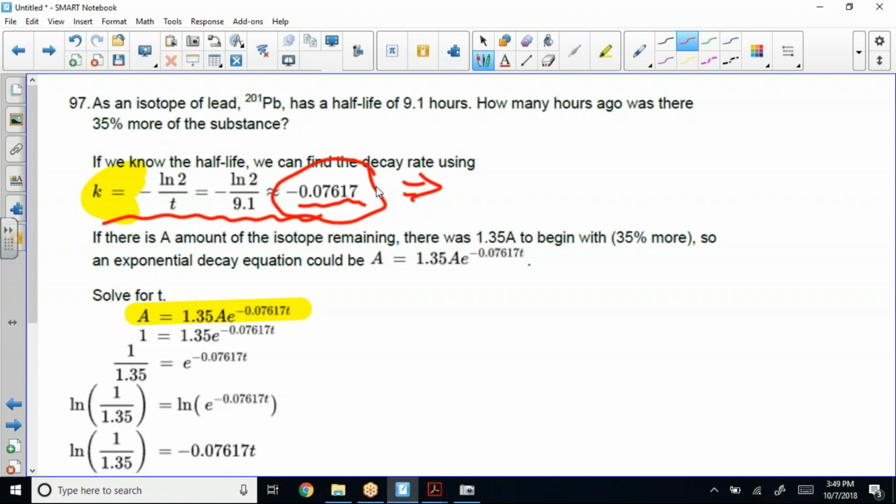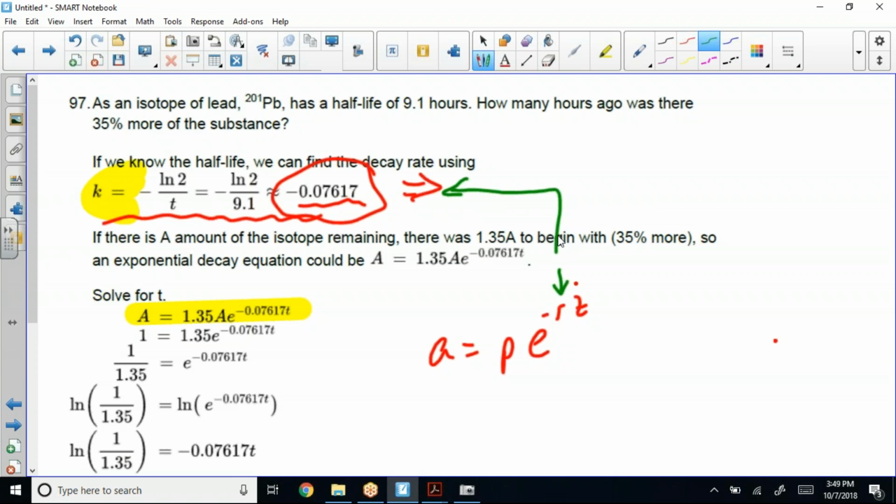So it's basically ending amount equals beginning amount times e raised to the RT, right? So that's negative RT. So A equals P. And this R is what you're finding right here, okay?